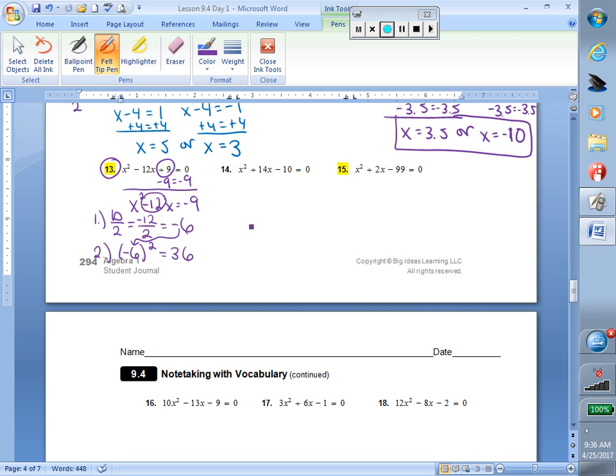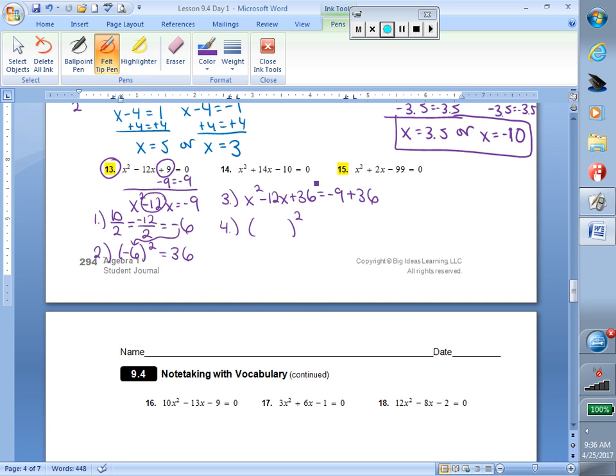Now that 36 tells us how many we need to add to each side so we get a perfect square. So we have to add 36 to both sides of the equation. We have to keep that equation balanced. Now, step 4, we have to factor. And remember, we're creating a perfect square.